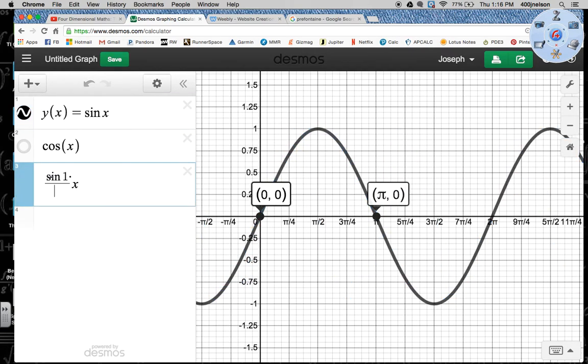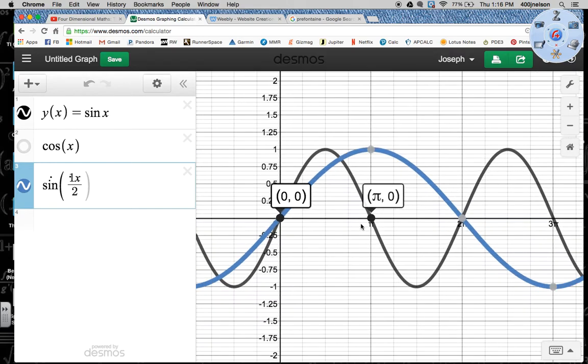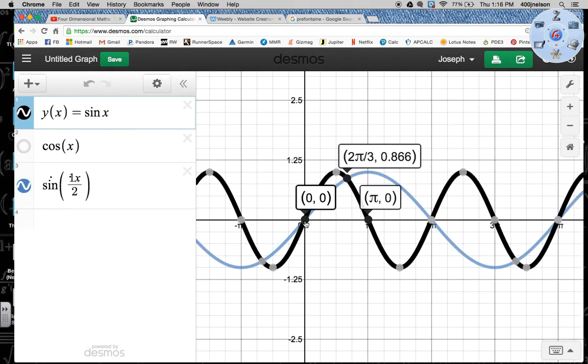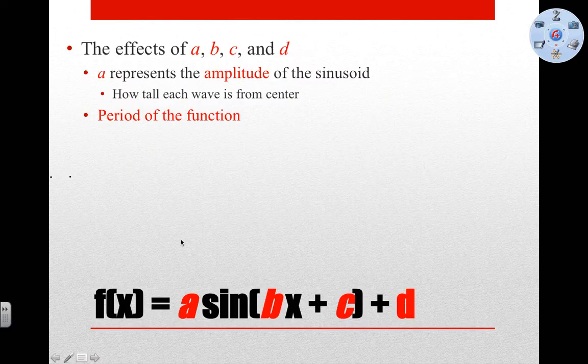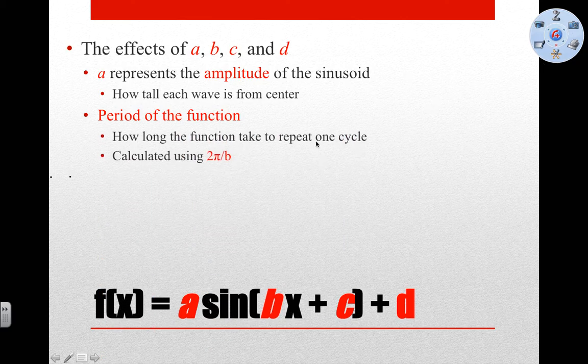We do the same thing. Let's say it's 1/2. Oops, that was not supposed to happen. Notice here, instead of going from 0 to 2 pi, it goes from 0 to 4 pi in the x direction. All right, so that is the period of the function. This takes a lot of practice, guys. That's why we're going to spend more than a week on this, on graphing.